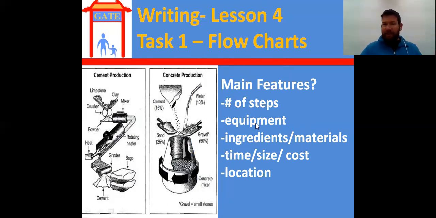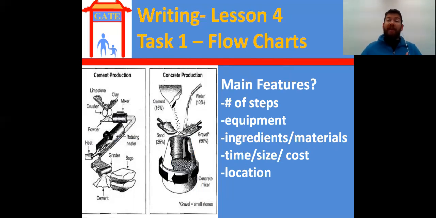Other ones will change. So you might have the time, the size, the cost. Some of them might have, for example, the size here meaning the percentage of ingredients or the amount of the ingredients, or actually not ingredients. Ingredients is for cooking. This would be materials. Sometimes it might be locations. Often a life cycle of an animal will have different locations there.